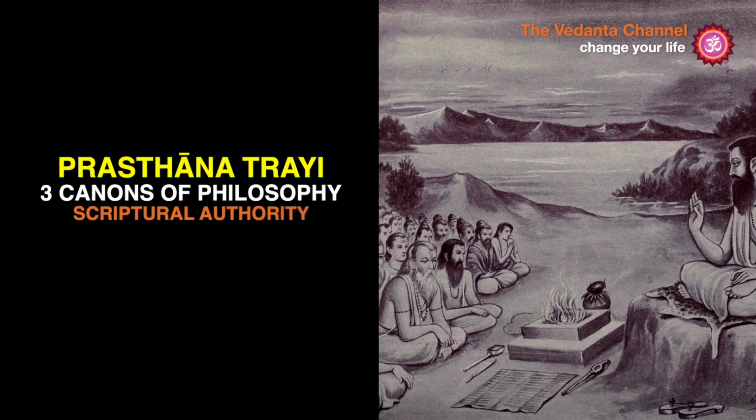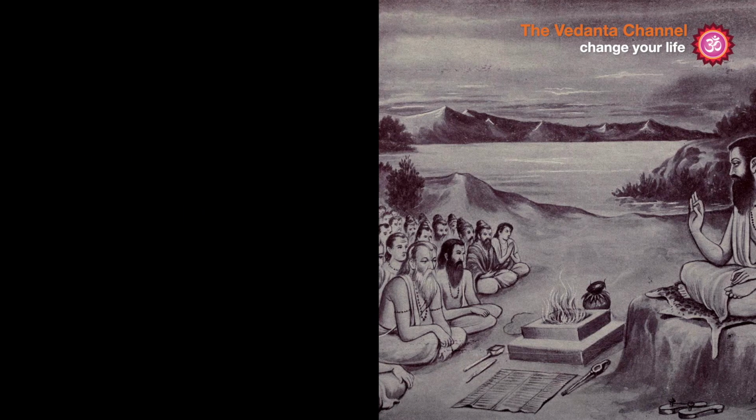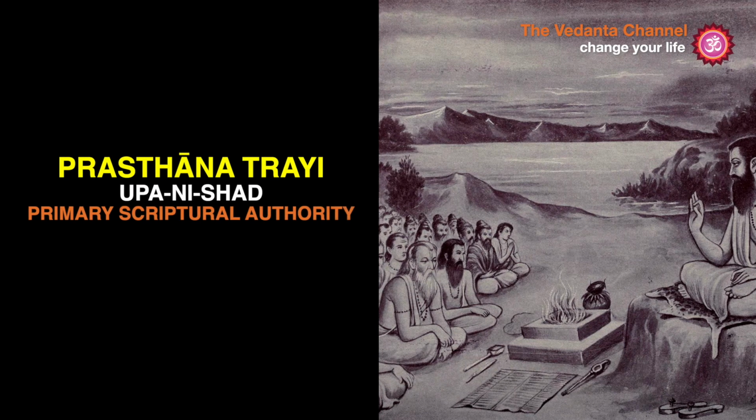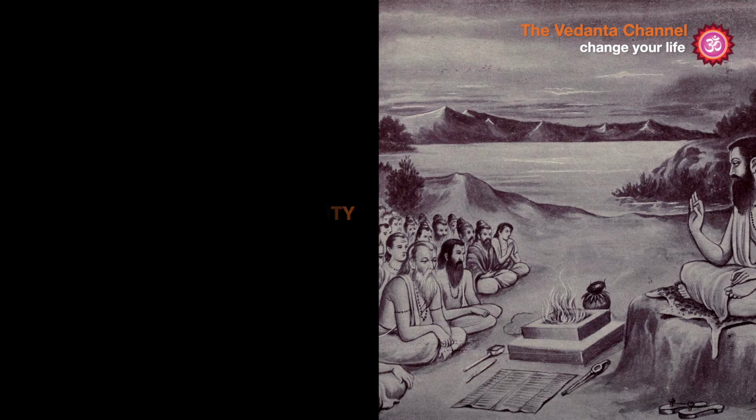There are three canonical texts for the Hindu schools of philosophy, Vedanta in particular. Together, they are known as Prasthanatraya. They are the sources of scriptural authority. The Upanishad is the primary source of scriptural authority. It is the foundation upon which the philosophies of India rest. It teaches the knowledge of the self.